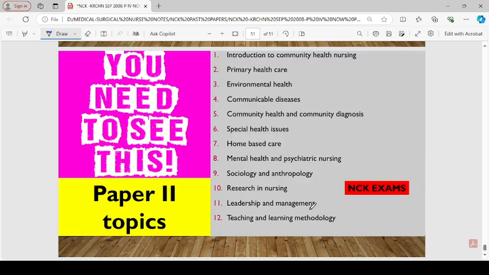Right? Okay, guys, that marks the end of our presentation on this paper. Remember, the topics for paper 2 are as highlighted.